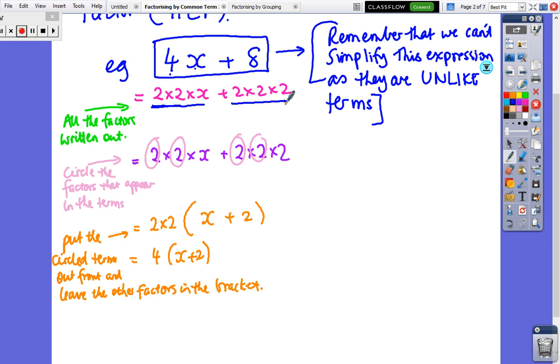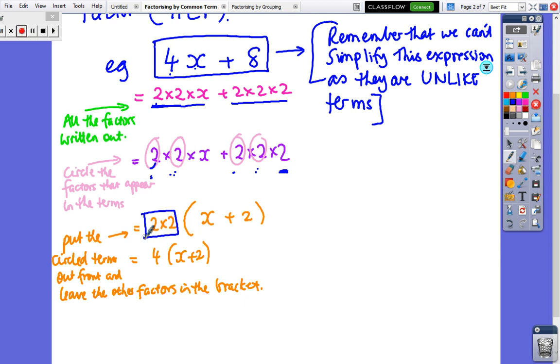Okay, and then in the next line, which again you won't show when you get used to it, you circle anything that's the same in both. So I circle the 2, I circle another 2 because there's 2 2's on the first and there's 2 2's on the second, but I can't circle the x because there's no x on the second term, and I can't circle this third 2 because there's not 3 2's on the first.